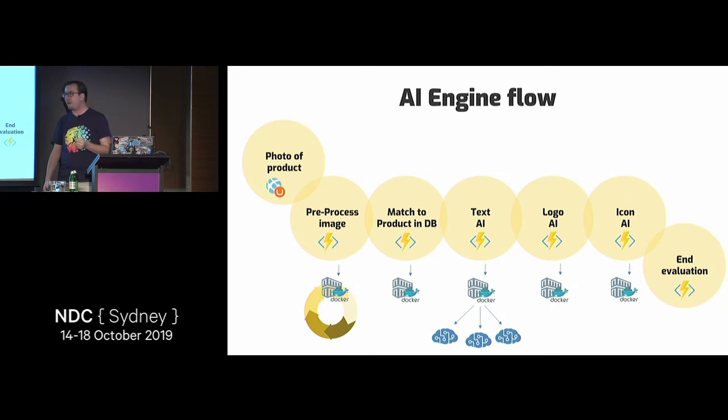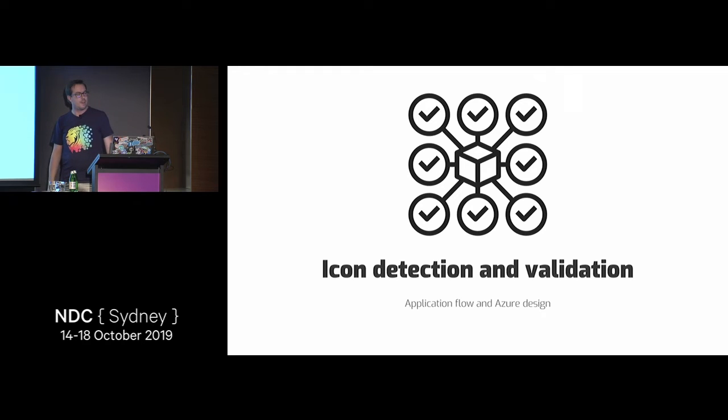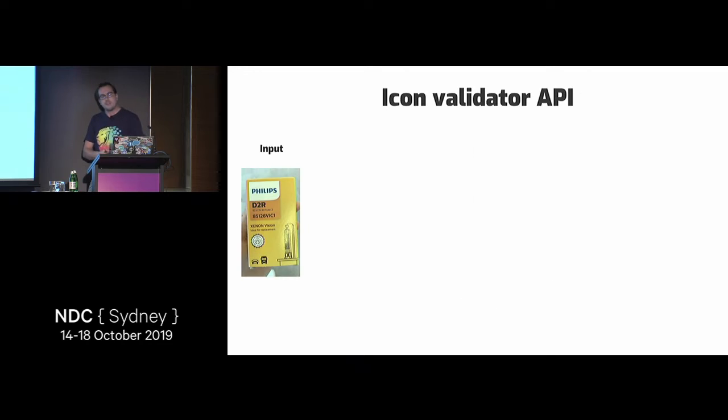And the good thing about that is that all these Docker containers can have their own life cycle. So we can test them individually, we can deploy them, and improve on them to make the solution better without redeploying the whole big beast. So let's zoom into the icon detection and validation part. This is the component that actually runs in the Docker container.